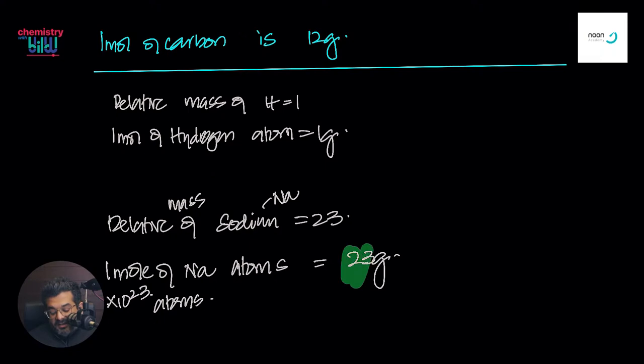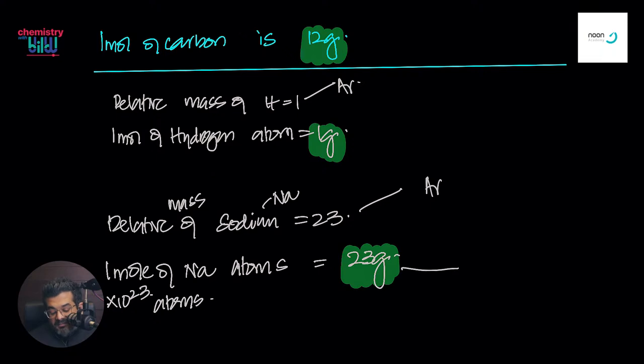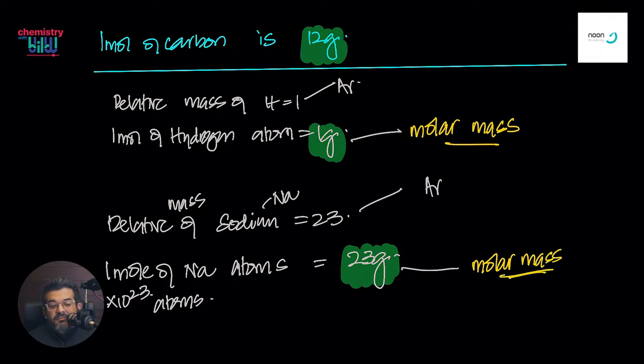And today this has a special name. The relative masses are also known as Ar, relative atomic mass. But the mass of 1 mole of a substance is technically called molar mass. That's the first term we will be introduced to today. Molar mass is the mass of 1 mole of a substance.